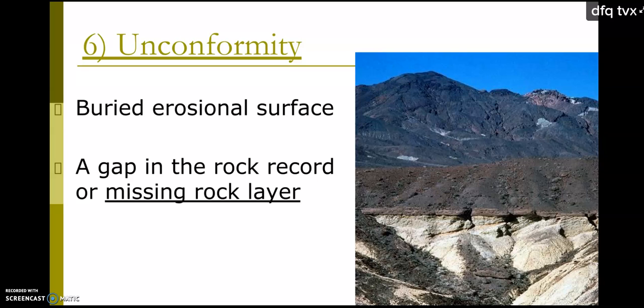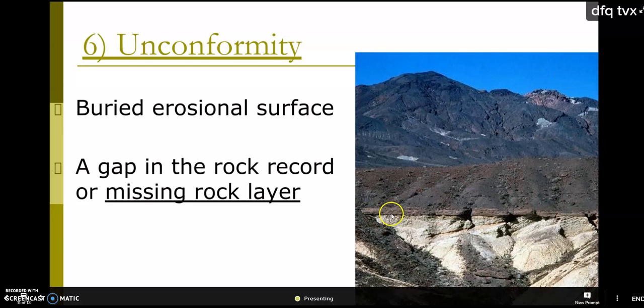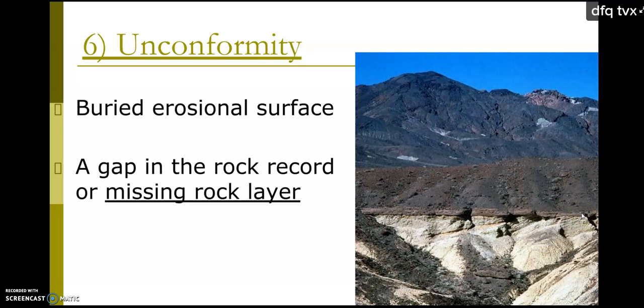So in the image, you can see that we have this white sandy rock at the bottom, and in the middle, we have this brownish red rock. But look at the transition between the two. It's like a sharp line, like something was erased away. So what could have taken away that rock?